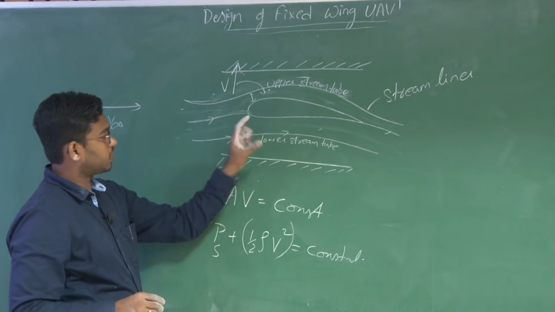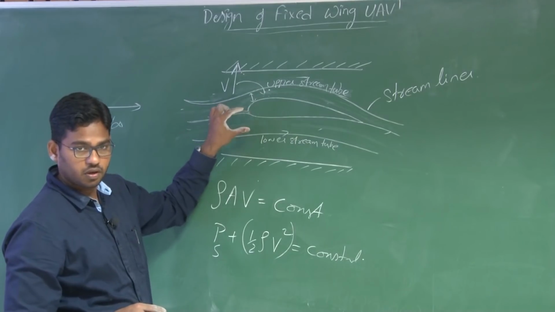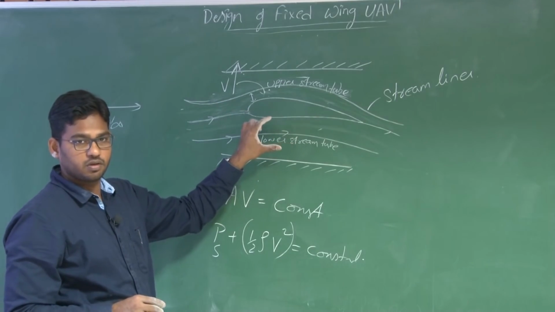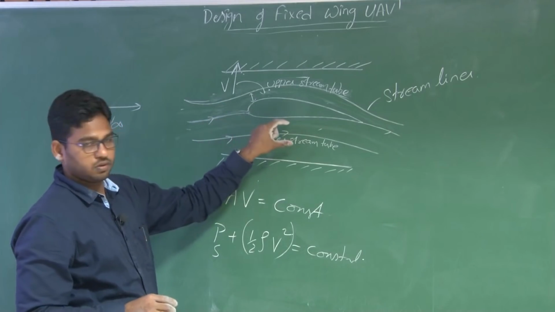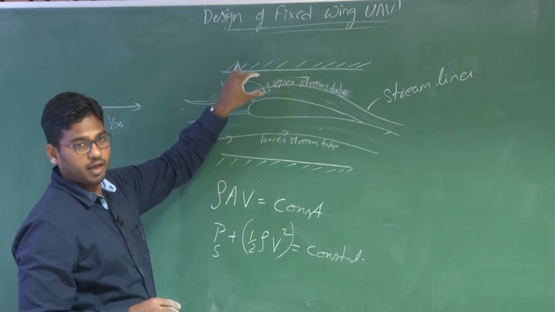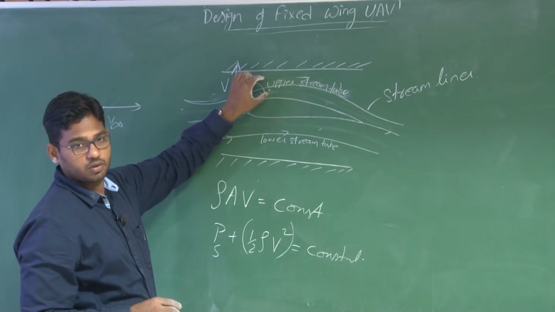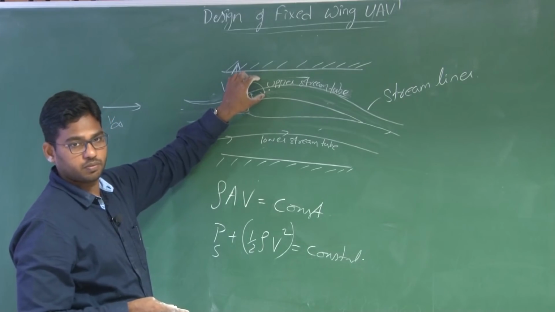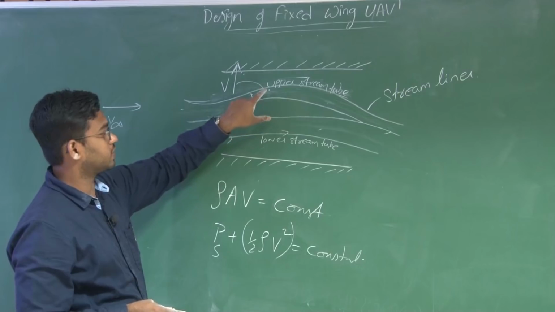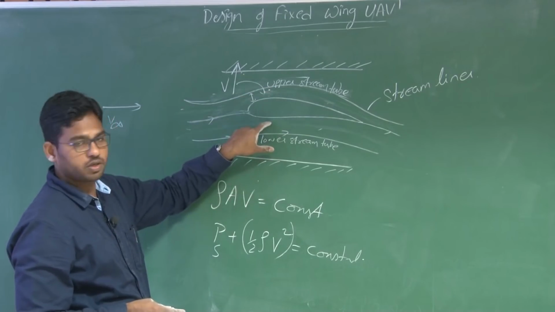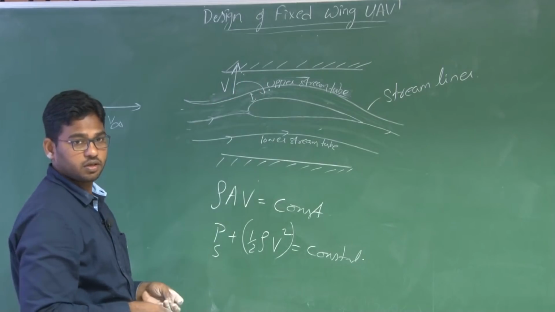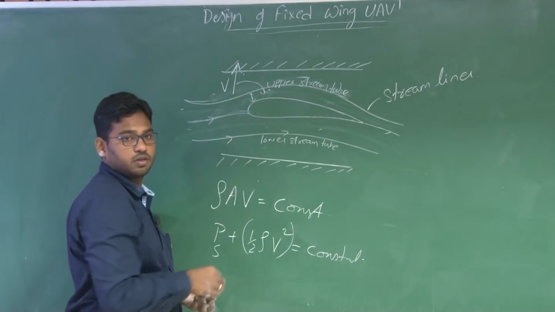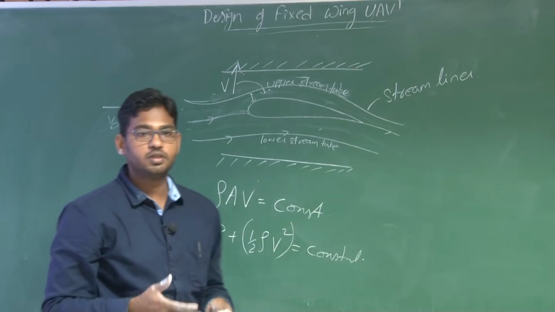On the bottom surface, the cross section is reduced and there is an acceleration, but it is not as high as what happens in the upper stream tube. There is also a pressure drop on the bottom surface, but not as high as on the upper surface. So this pressure difference will help in generating lift.